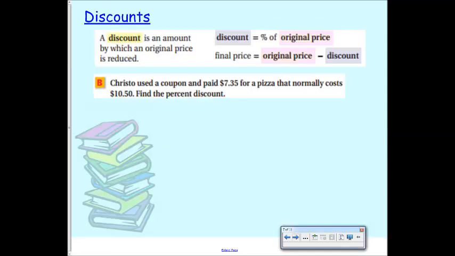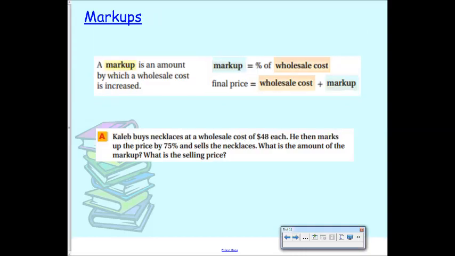All right, so if Christo uses a coupon and pays $7.35 for a pizza that normally costs $10.50, I want to figure out the percent discount. So that's what we're going to talk about today, how to basically go backwards from what we did, okay? So we're going to skip this one for now. And we're going to talk about markup, and then we're going to come back to this once we've done the percent discount.